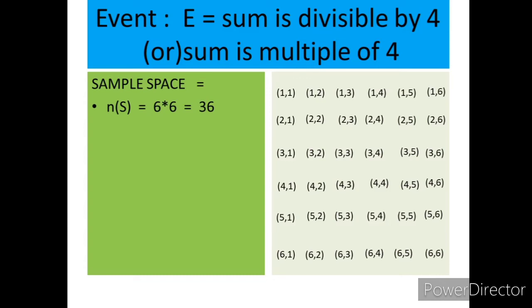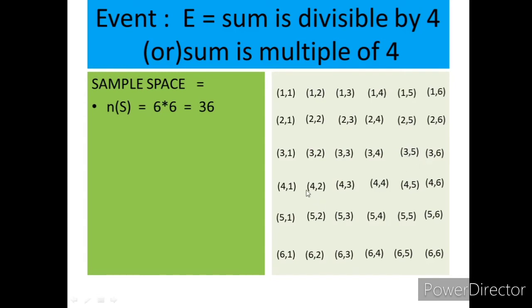identify which outcomes are suitable towards our event. Suppose you take 1 plus 2, the sum is 3. Is 3 divisible by 4? No. That's why this 1 comma 2 is not our favorable outcome. If you take 3 comma 5, its sum is 8. Is 8 divisible by 4? Yes, exactly. Therefore, this 3 comma 5 is our favorable outcome.